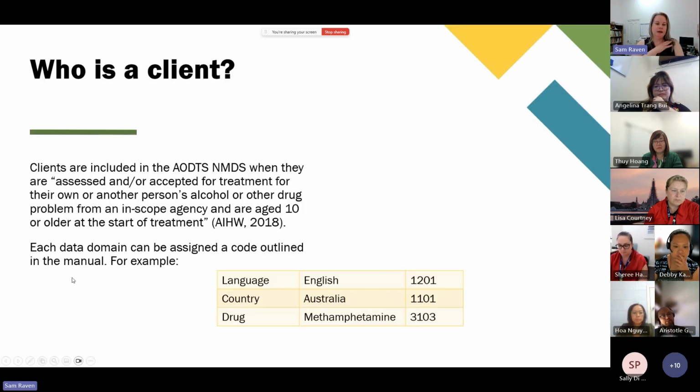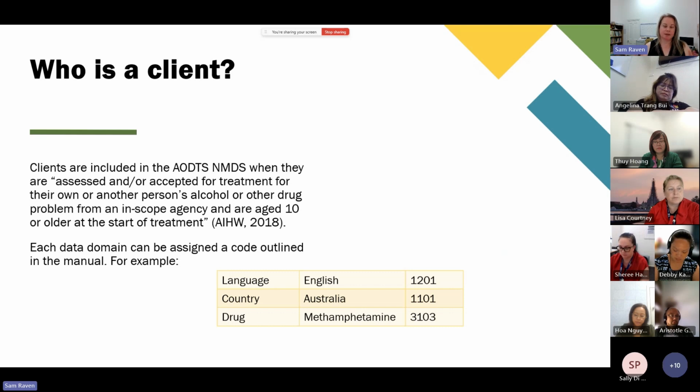Okay, so for the purposes of this data collection, there's a very specific definition of who is a client, who we need to collect this data for. So clients are included when they are assessed by an agency or otherwise accepted for treatment, so onboarded as a client, for either their own drug use or another person's drug use.